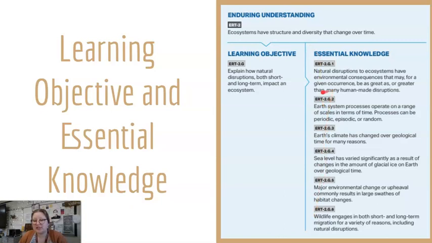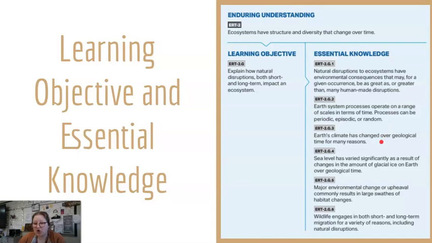So a few essential knowledges: natural disruptions to ecosystems have environmental consequences that may, for a given occurrence, be as great as or greater than many human-made disruptions. Earth system processes operate on a range of scales in terms of time. Processes can be periodic, episodic, or random.